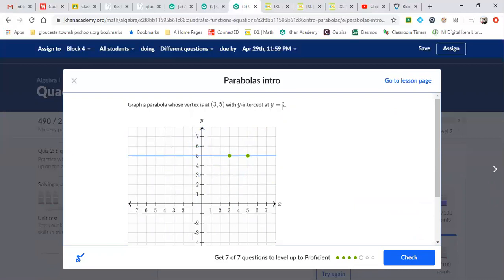And they tell me that the y-intercept has to be 1. So this point has to be on the y-axis at 1. And there it is. I have a vertex at (3, 5). I have a y-intercept at 1, and I'm good.